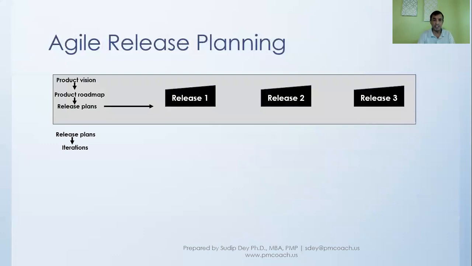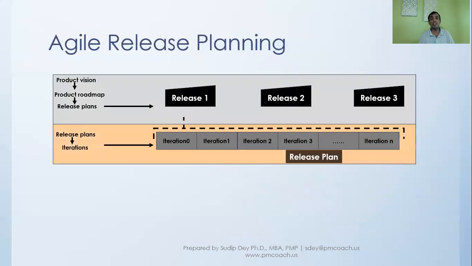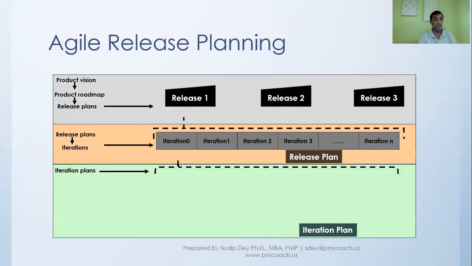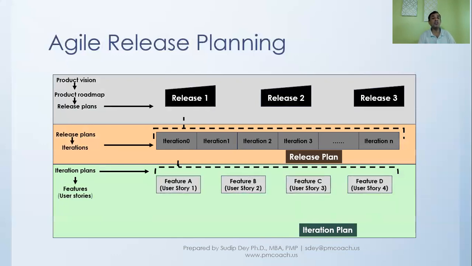Now, for each of these releases, we will determine what the iterations are. So we say, for release 1, we'll have multiple iterations. Iteration 0 to n, let's say 10 iterations, or 5 iterations. So this is what we determine. And then for each of these iterations, we talk about the stories and features. In each iteration, what are the different features we want to have? So there might be feature A, feature B, feature C, feature D.